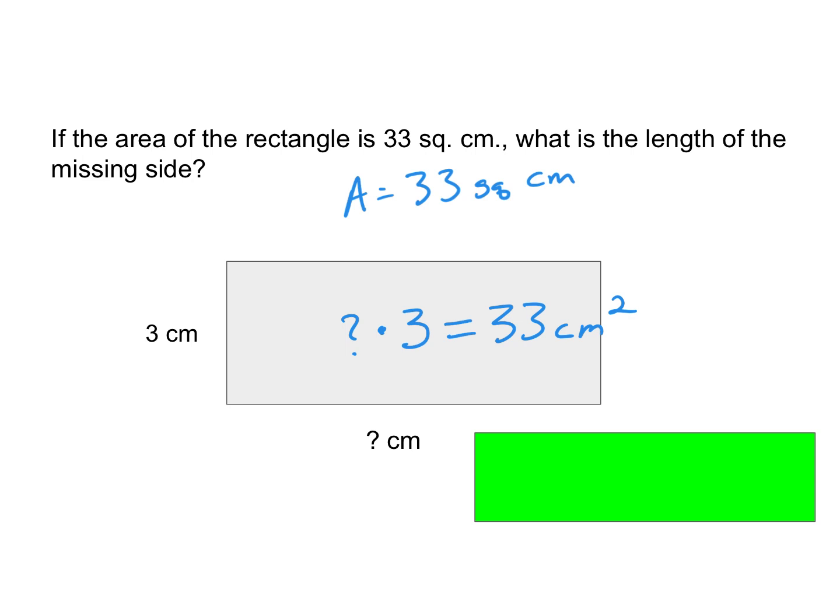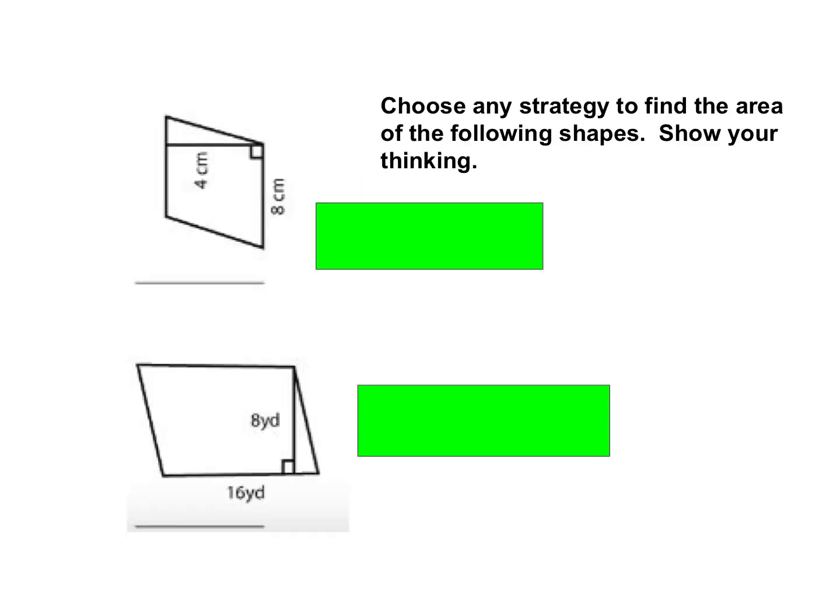Well, what times 3 is 33? 11 times 3 equals 33. So then our base, or our missing value, is 11 centimeters.